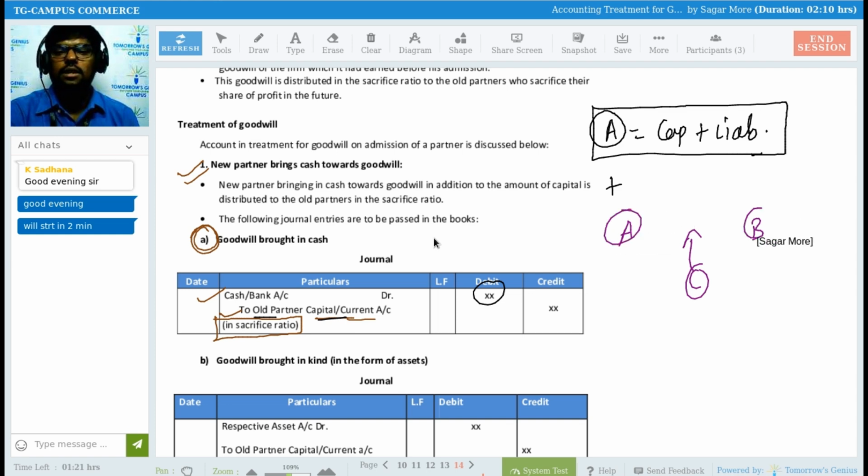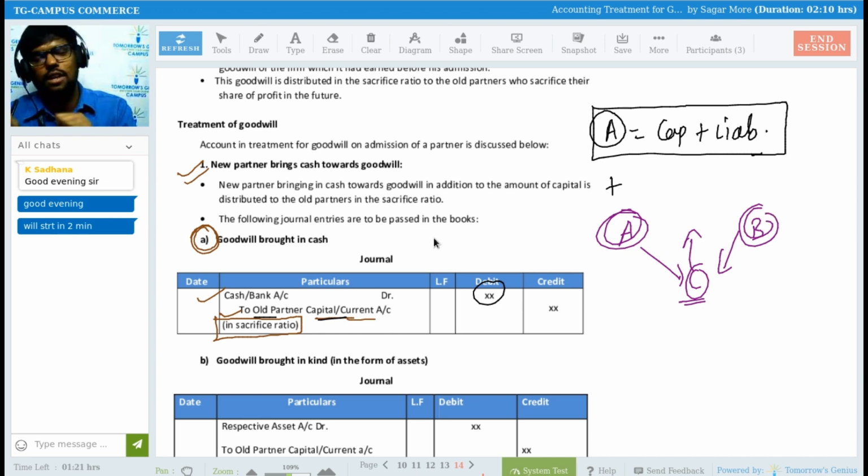And A and B give space to partner C. They have given away their share towards partner C. So partner C is enjoying future benefit from the business, but A and B sacrifice. Whenever A and B sacrifice and a new partner is going to enjoy benefit in the future, there has to be equalization, no? There has to be equal rights among the partners. Obviously A and B sacrifice their share of profit towards C.